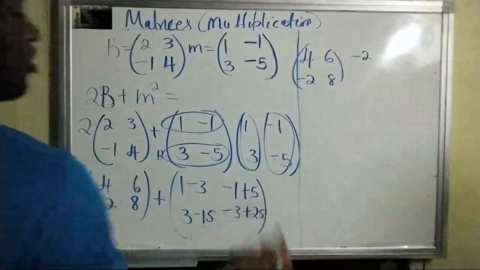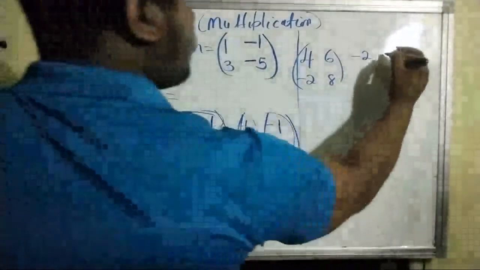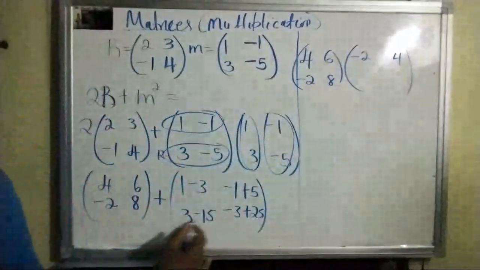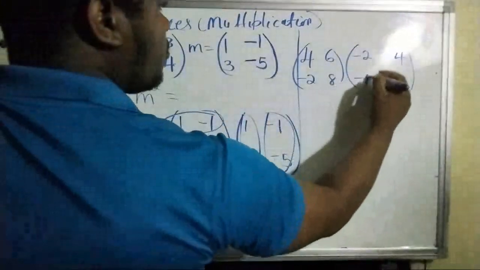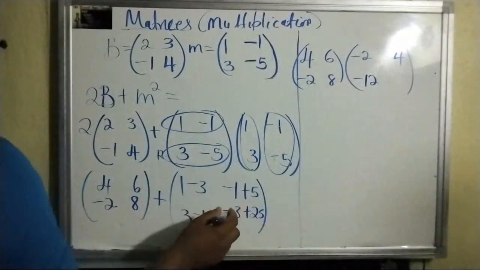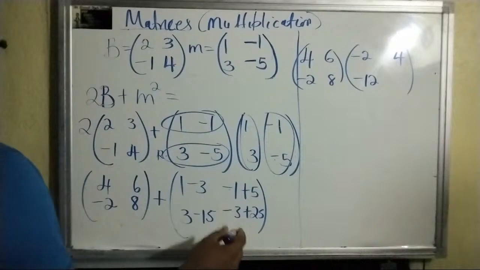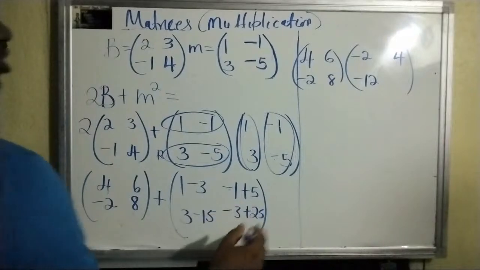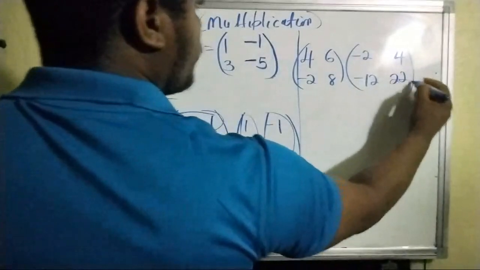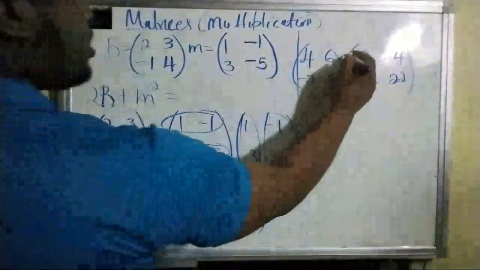Negative 1 plus 5, that's positive 4. So I can represent now. 3 minus that gives us negative 12. And negative 3 plus 25, 25 is bigger, that's positive. So it's like you're just saying 25 minus 3, which is 22. Positive, right? So remember we're adding now.